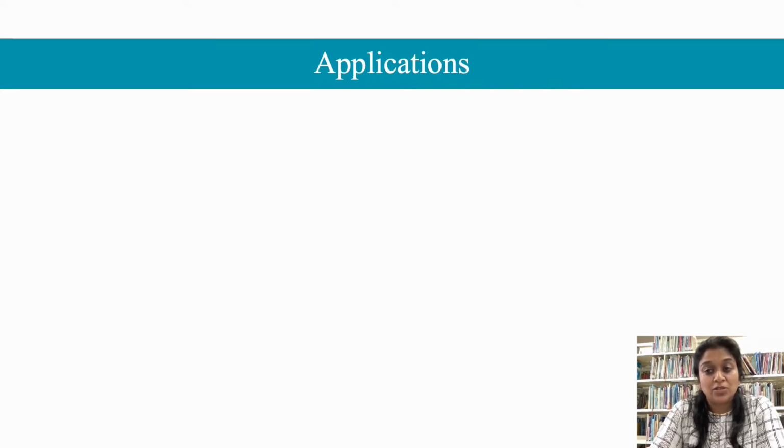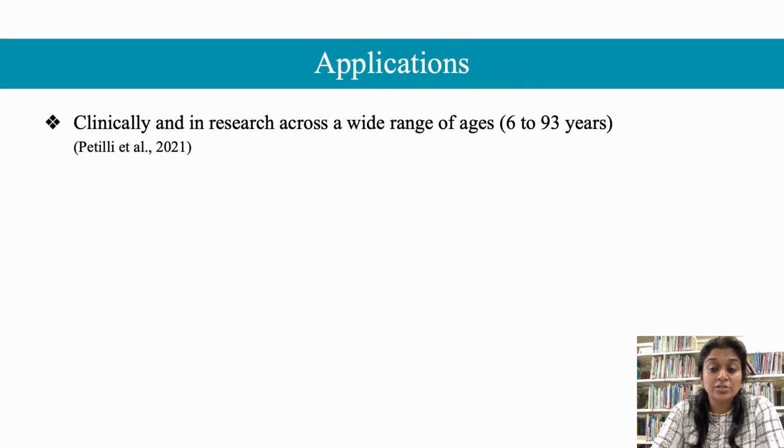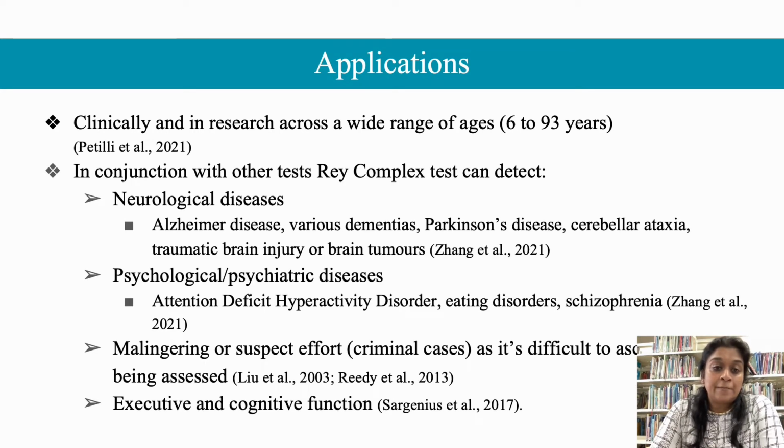The Rey Complex test can be used in both clinical settings and in research, and can also be administered across a wide age range. Speculation is between 6 to 89 or 93 years, and therefore it's got wide applicability. In conjunction with other tests, the Rey Complex test, which should only be administered by a neuropsychologist, can narrow down which parts of the brain are affected and can detect neurological diseases such as dementia, psychological diseases such as ADHD or schizophrenia, malingering or suspect effort in criminal cases, because it's difficult to ascertain what is being assessed in this test. And finally, and importantly, executive and cognitive function.